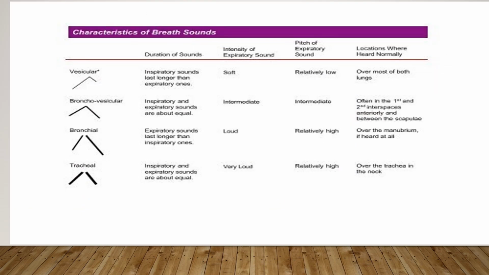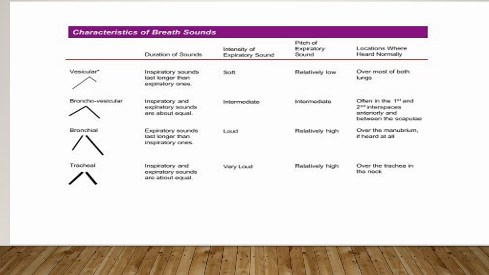This image is a summary of how to differentiate different breath sounds on the chest based on the duration of sounds, intensity of expiratory sounds, pitch of expiratory sounds, and location. Vesicular breath sound is normally soft, and inspiratory sounds last longer than expiratory ones. It is heard over most of both lung fields, as we said above. Bronchovesicular sound is intermediate in intensity, inspiratory and expiratory sounds are equal, and it is often heard at the first and second interspace anteriorly and between the scapulae posteriorly.